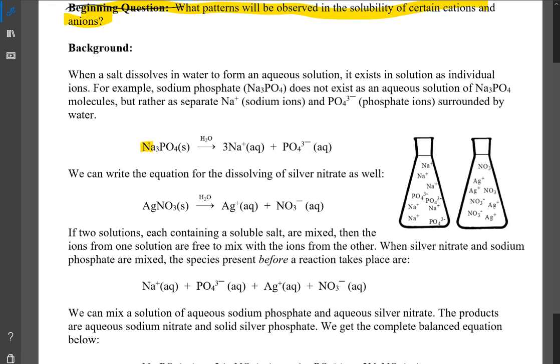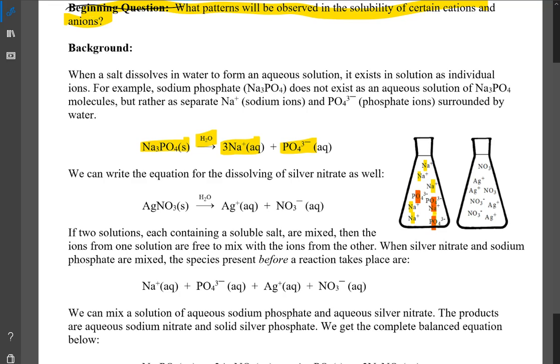When a salt dissolves, such as sodium phosphate, the S means it was a solid, we've added it to water, it's going to dissociate into sodium ions and phosphate ions. And you can see those over here. So we can see that the sodium ions and the phosphate ions have dissociated. They're swimming around in the water.